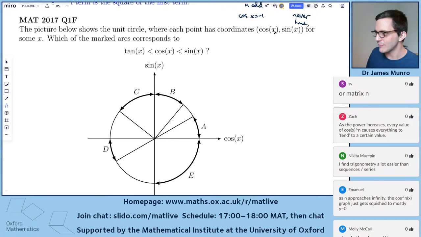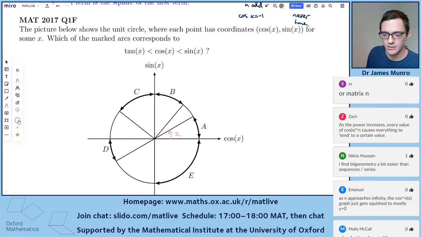Points have coordinates cosine x, sine x. It takes me ages to work out that that means that the angle is x. So this is like the coordinates, cosine and sine, giving us this angle around. So really we're being asked, which of these arcs, the different arcs are different ranges for x. So we're being asked, which range of x is this true?